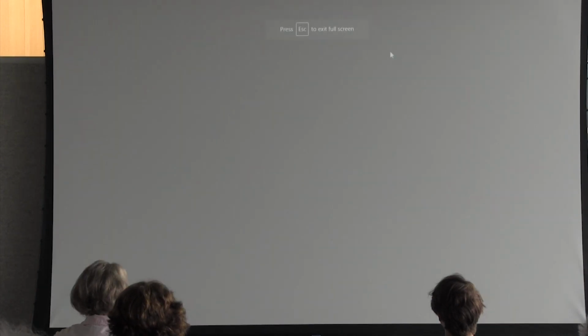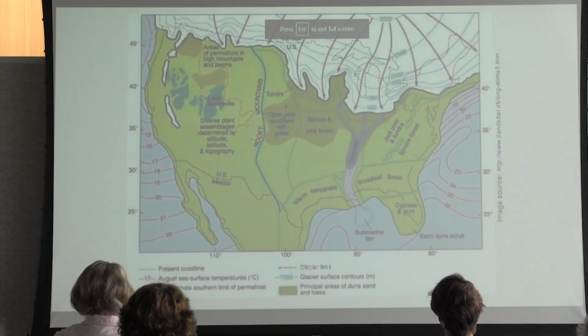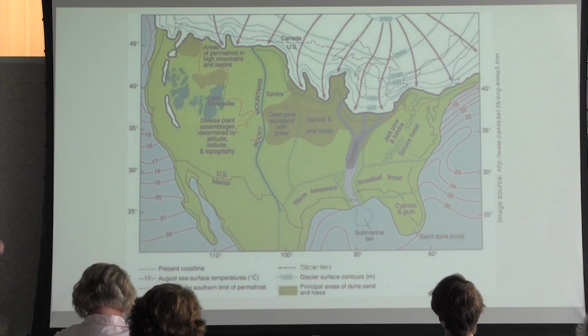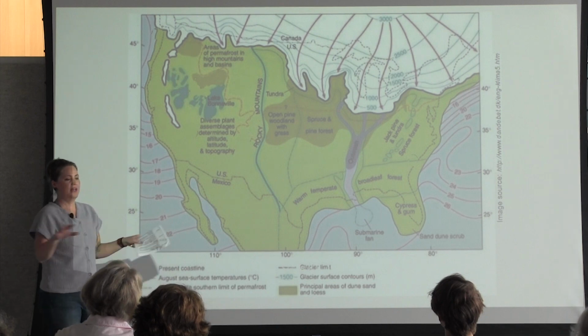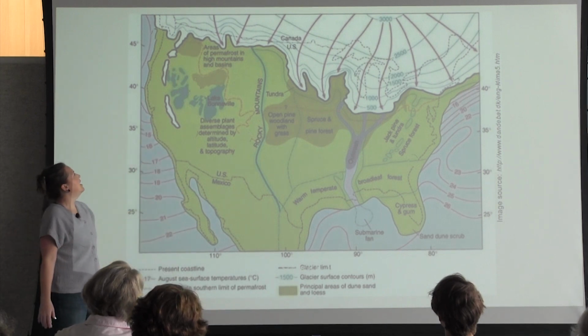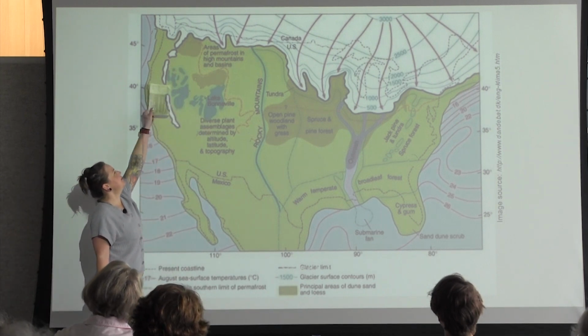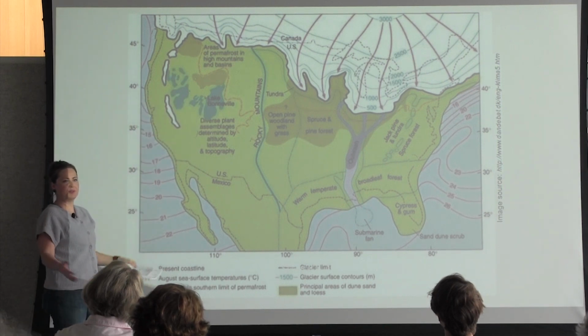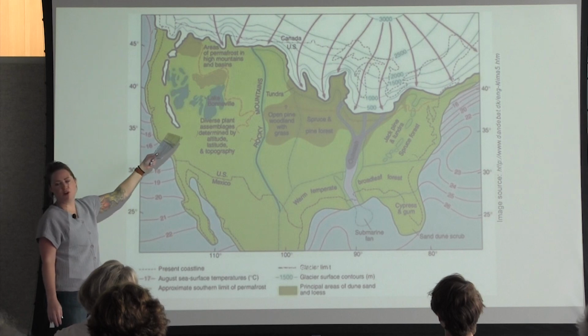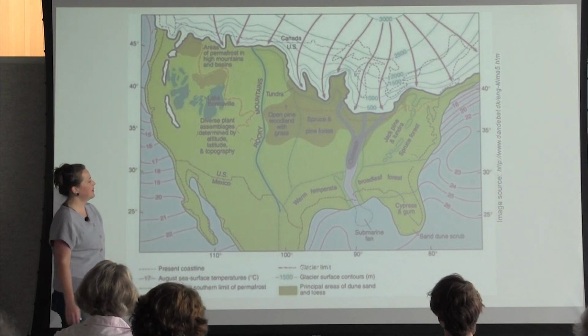Wrong button. Okay. Here in North America, I like this map mainly just because it shows you a little bit more of what's going on beyond the ice. So we have Lake Bonneville. We have a whole bunch of glacial lakes up here. So in the southwest, there were huge lakes. Where the salt flats are today, some of the largest lakes that have ever been in North America.